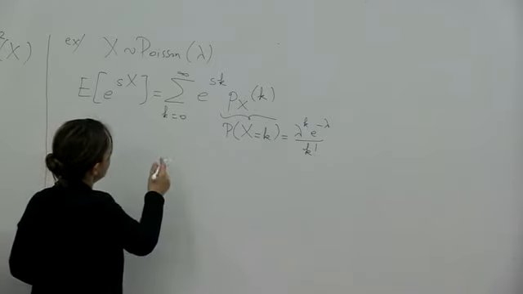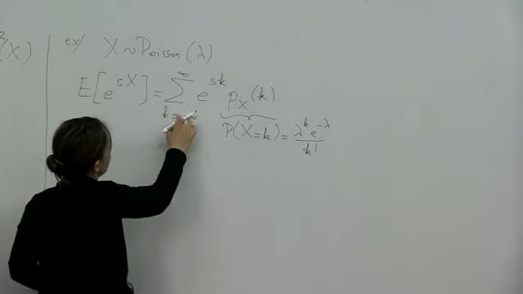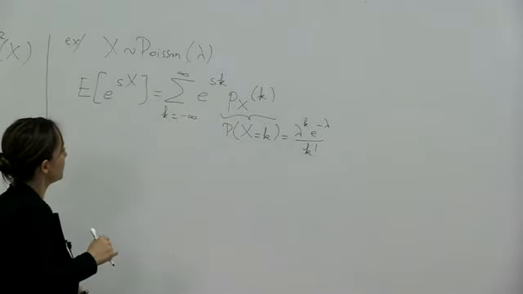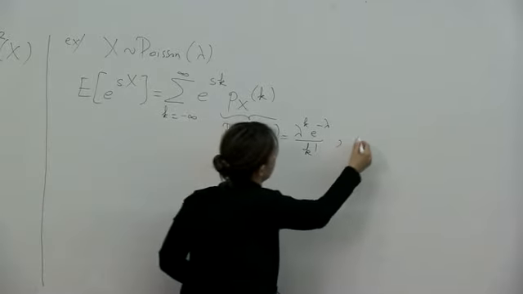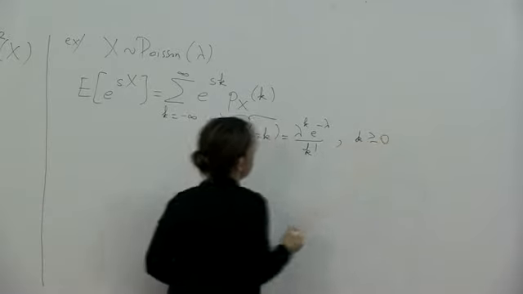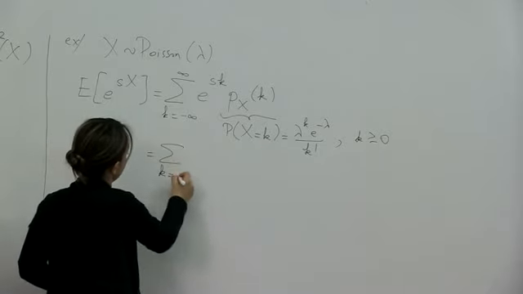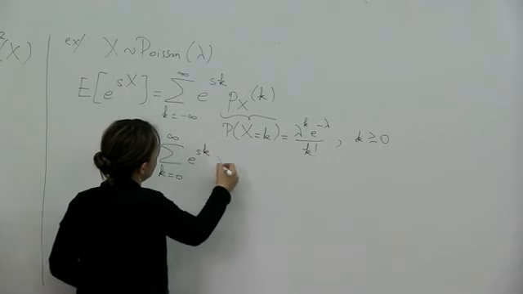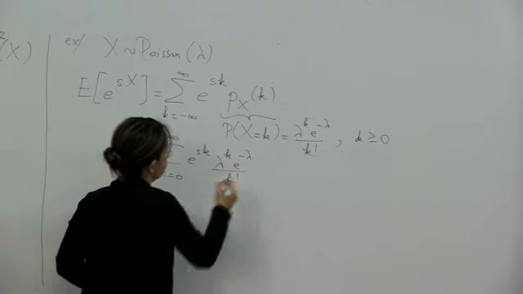Now, before we make p_X of k specific, let's leave this general from minus infinity to infinity. And then, this is true for k bigger than or equal to 0. And then we substitute in the PMF. Summation k from 0 to infinity, e to the sk, lambda to the k, e to the minus lambda over k factorial.